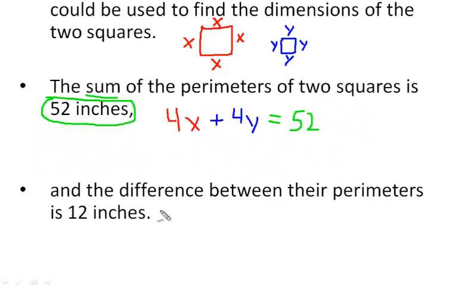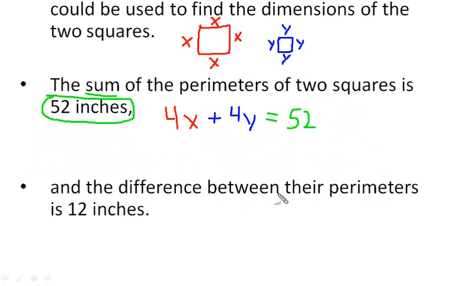The second piece of information it gives us is, it says, and the difference between their perimeters is 12 inches. Okay, so if we take these two perimeters, the difference between them, difference means we subtract. So if we take the first perimeter, the difference between this and the second perimeter is equal to 12 inches. Okay, we have two equations now.